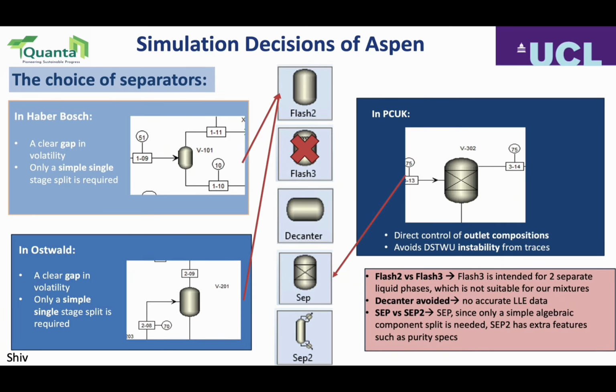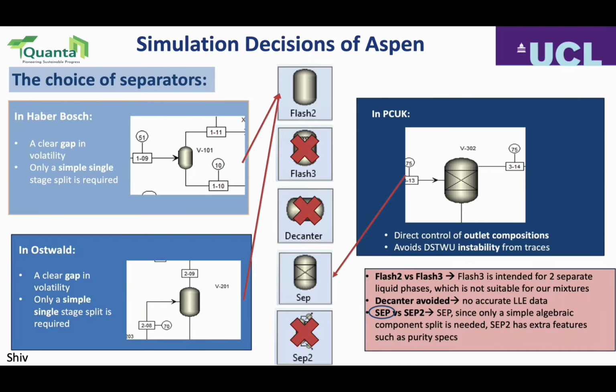The decanter was not used because it relies on detailed liquid-liquid equilibrium data, and the Aspen databank does not provide the accurate phase behavior of mixtures such as MEKazine and water, thereby saving computation time, while SEP2 offers unnecessary features like purity specifications. The SEP block efficiently achieves the necessary mathematical split.